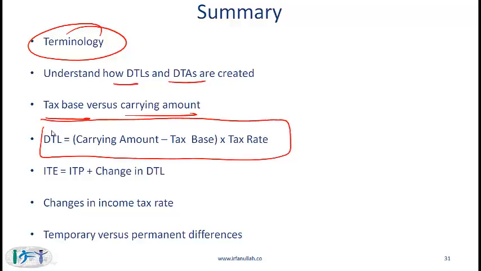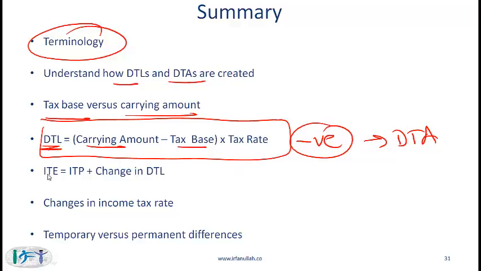This formula is important. The deferred tax liability is carrying amount minus tax base, times tax rate. If you get a negative number, that means that you have a deferred tax asset. The income tax expense is equal to income tax payable plus change in deferred tax liability. This really should be net deferred tax liability, where we have the final value for the net deferred tax liability minus the beginning value. As I discussed in the lecture, if you are given deferred tax liability and deferred tax assets separately, then you do change in deferred tax liability minus the change in deferred tax asset.